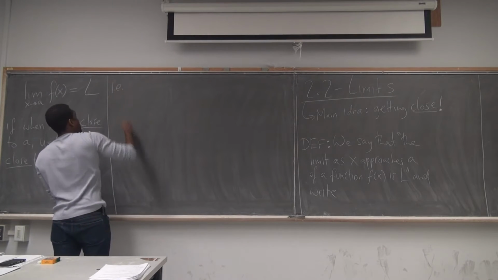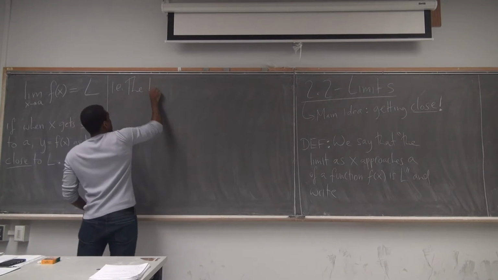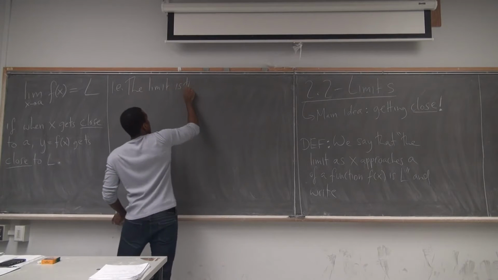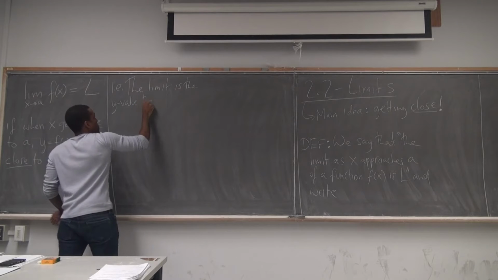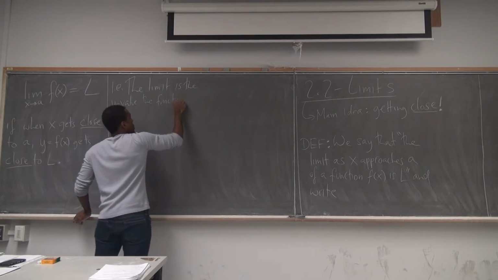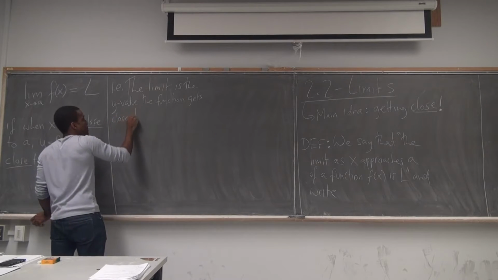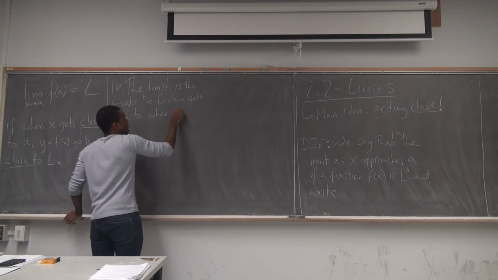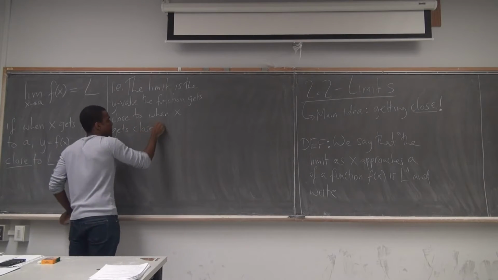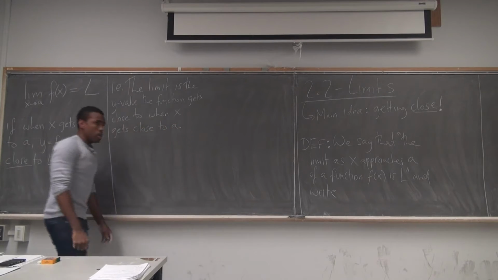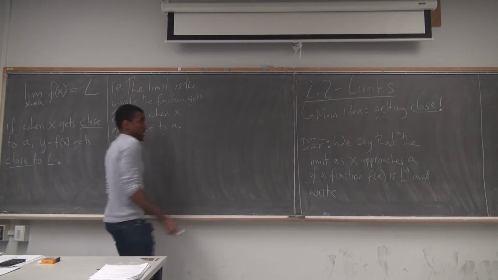i.e., the limit is the y value the function gets close to when x gets close to A. Right? So with a limit, we're tracking the y values and seeing what they're getting close to. It's basically what a limit is.